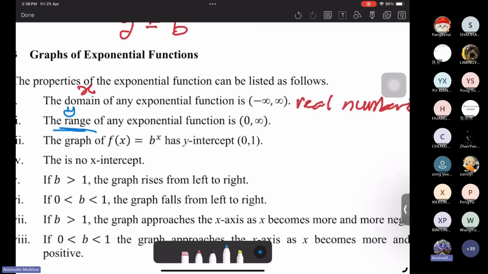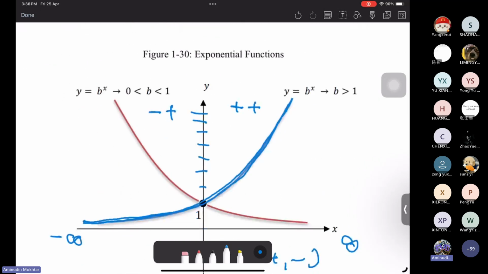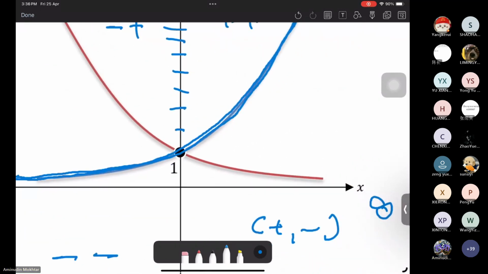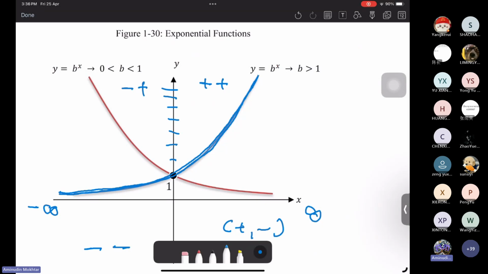Okay, what else? The graph of f(x) equal to b^x has a y-intercept. In other words, the graph crosses the y-axis when y equal to 1. That's the graph for the exponential function. When we draw the graph, if we refer to this page, the graph must cross at the point y equal to 1.